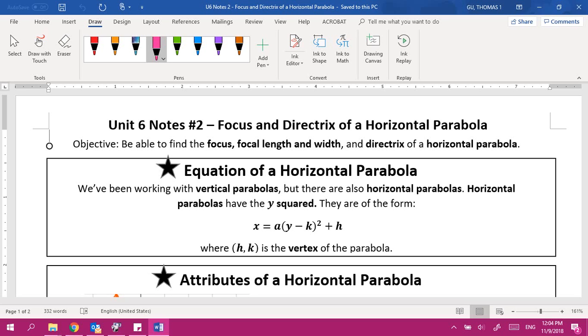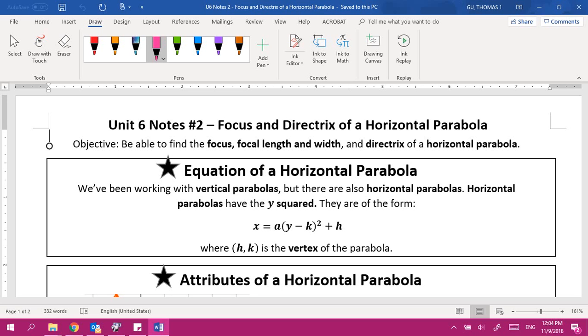So the most important thing now is going to be identifying if you have a horizontal or a vertical parabola. We've always been working with vertical, but these are horizontal. You need to identify what kind of parabola you're working with because the equations are different. This is the equation of a horizontal parabola. It's x equals a times y minus k, quantity squared, plus h.